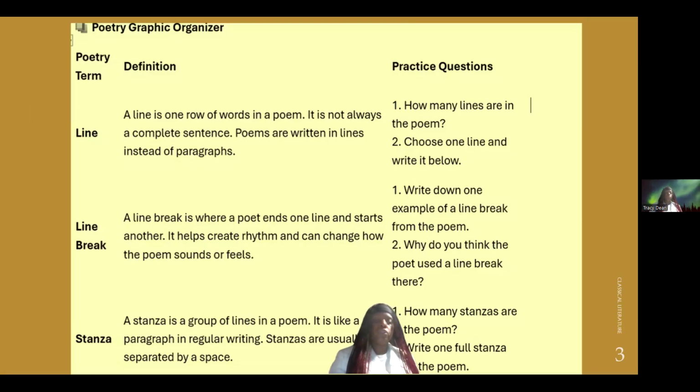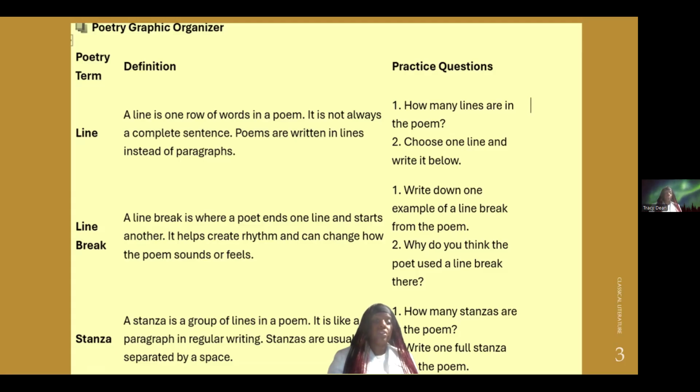So the first thing we're going to talk about, what is a line? A line is one row of the poem. And notice on this side, you have some practice questions. Then a line break is where the poem ends one line and starts another. So you're going to be able to write down an example of a line break. And why do you think the poet used a line break?